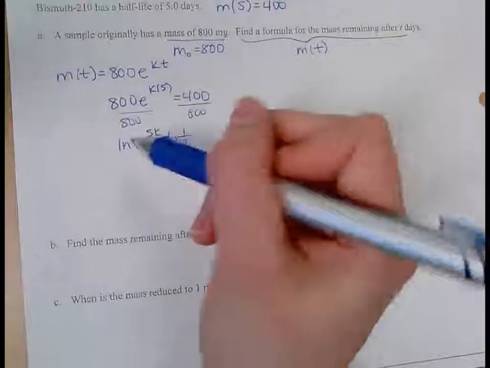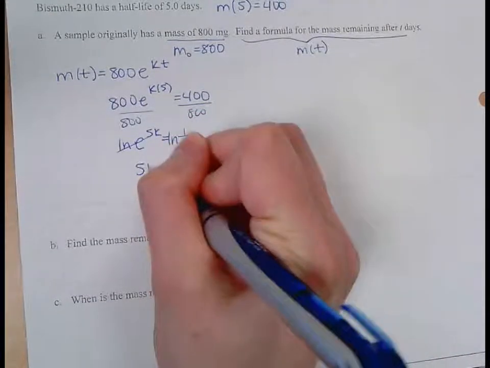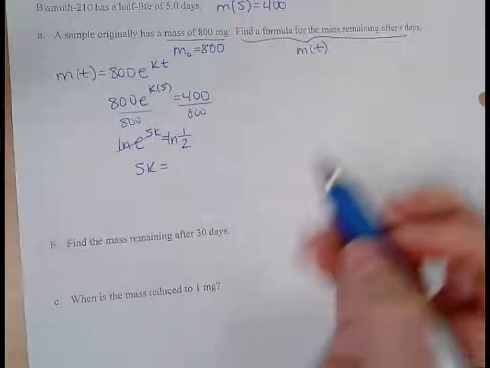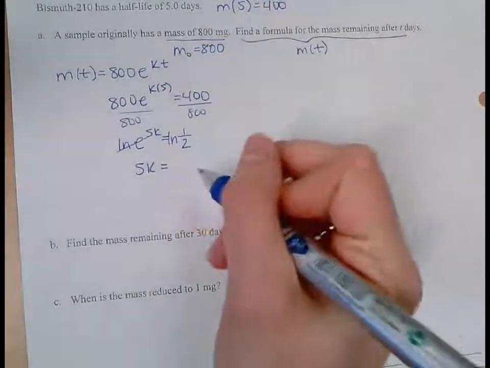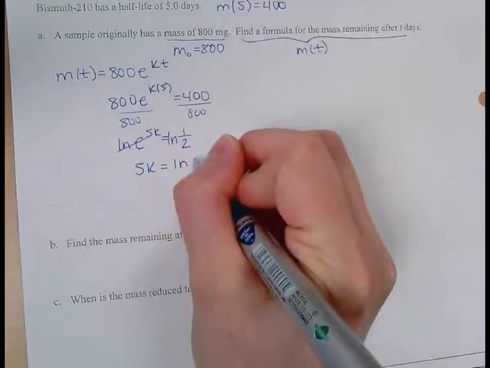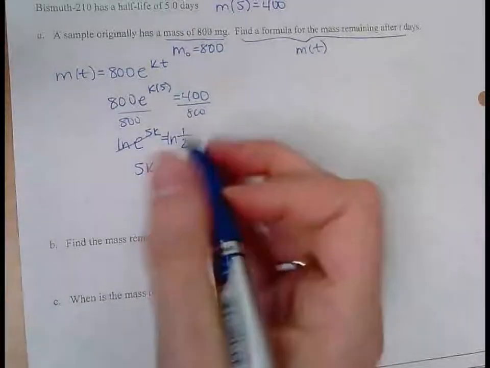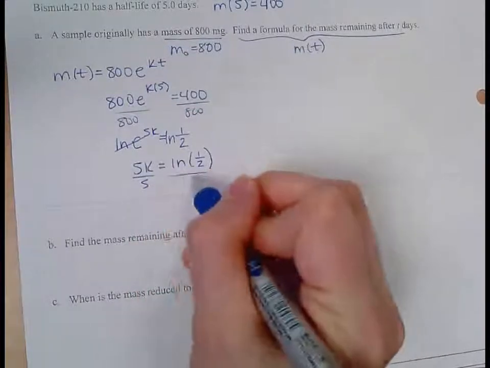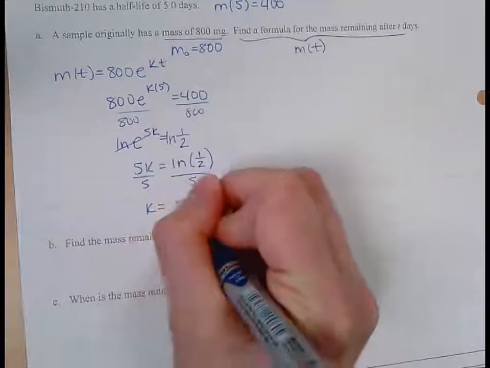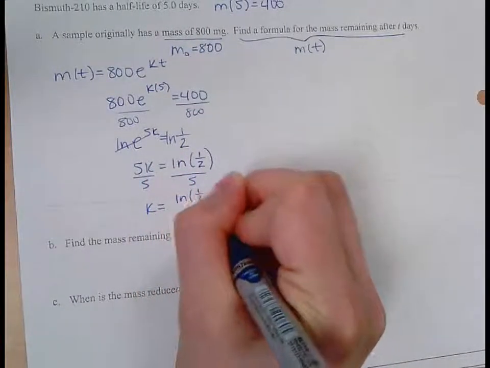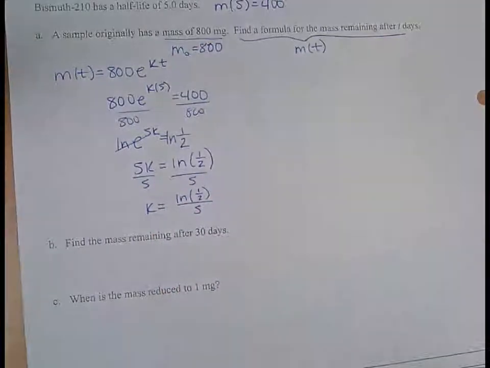So if I take the natural log of each side, I get 5k is equal to the natural log of 1/2, and then divide by 5. K is the natural log of 1/2 divided by 5.